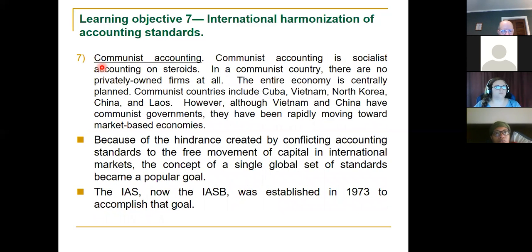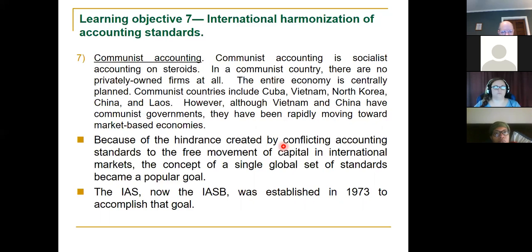Communist accounting is socialist accounting on steroids. In a communist country, there are no privately owned firms at all. The entire economy is centrally planned. So bureaucrats in the capital decide who's going to make what where. Communist countries include Cuba, Vietnam, North Korea, China, and Laos. However, although Vietnam and China have communist governments, they have been rapidly moving toward market-based economies.